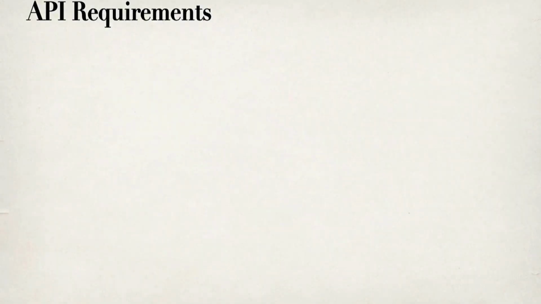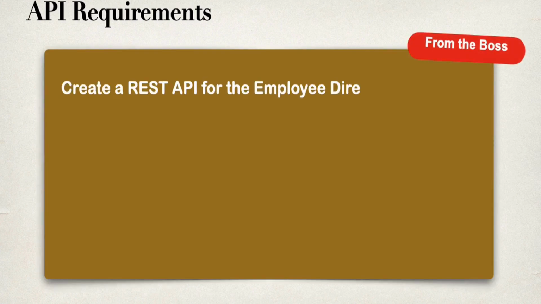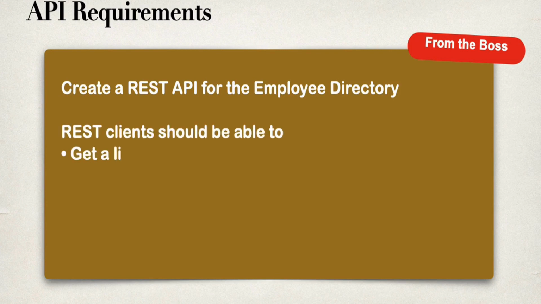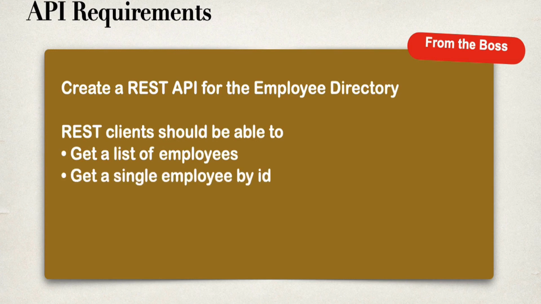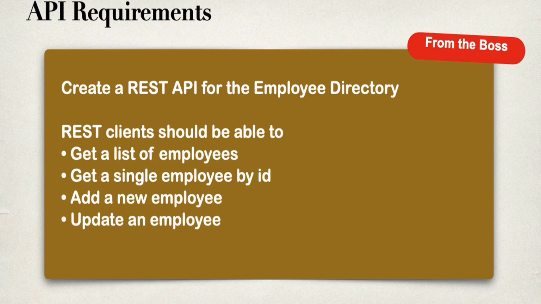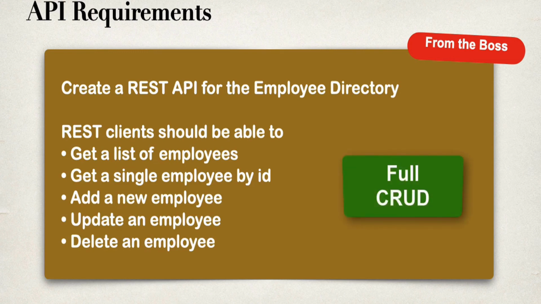Now let's start with step 1 of reviewing the API requirements. Here's an email that we received from the boss, and it says, create a REST API for our employee directory system. Basically, what we'd like to do is allow the REST clients to get a list of employees. They can also get an employee by ID, and then they can add a new employee and also update an employee. And finally, they can delete an employee. Effectively, we want to have full CRUD support here via our REST API.